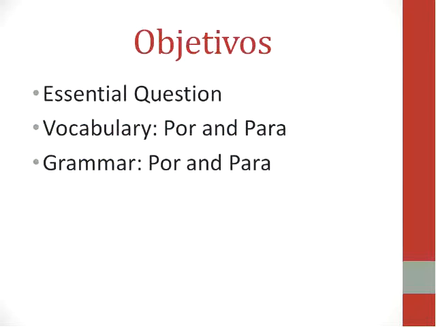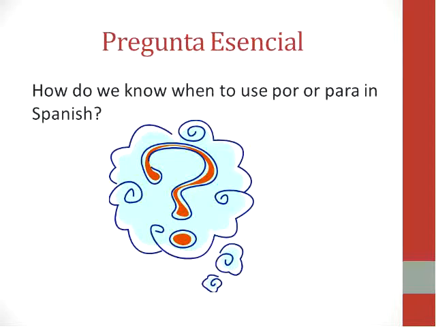All right, our objectives for this lesson are to cover the vocabulary or expressions using por and para, and then to discuss the grammar for those same two words. Your essential question is as follows. How do we know when to use por or when to use para in Español? In Spanish, two words that are sometimes confused by second language learners.